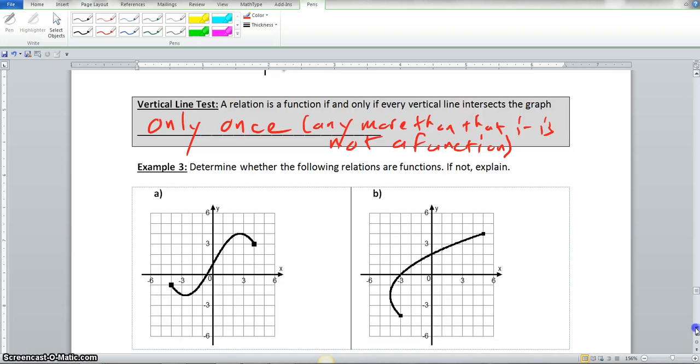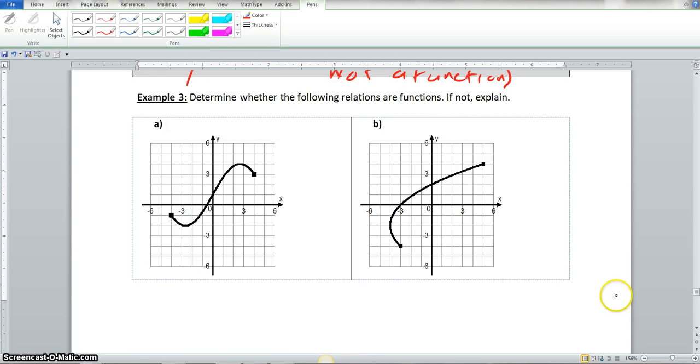Okay, now we're going to put this to the test. It says determine whether the following relations are functions. If not, explain. So we could draw multiple vertical lines. Of course, you all have a straight edge, but you could draw straight lines here. And if you notice, it will only hit 1 point on this graph. So we could just say that this is a function.